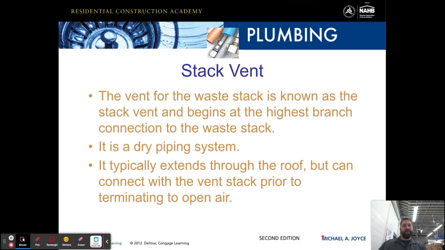The stack vent is the vent for the waste stack, and begins at the highest branch connection to the waste stack. So if we go back to the diagram that we had, you'll be able to see where the stack vent is. It's a dry piping system, so this doesn't have any water in it. It shouldn't. It typically extends through the roof but can connect with the vent stack prior to terminating to open air.